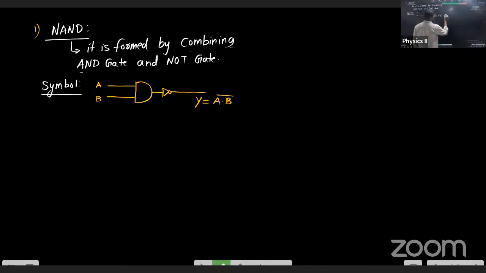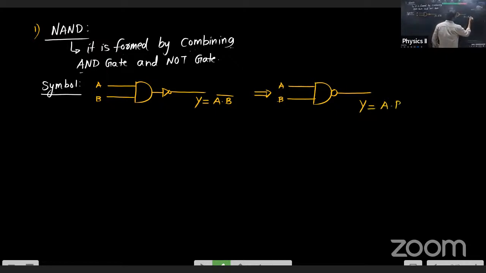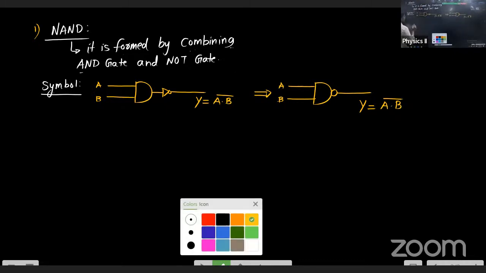Otherwise, this symbol can also be written like this. How many inputs are there? There are two inputs, input A and input B. And you are supposed to draw a bubble here. So finally we will get an output Y equals A dot B bar. This is the arrangement for the NAND gate. So how is a NAND gate formed? A NAND gate is formed by combining an AND gate and a NOT gate. Next, you are supposed to write down its truth table.